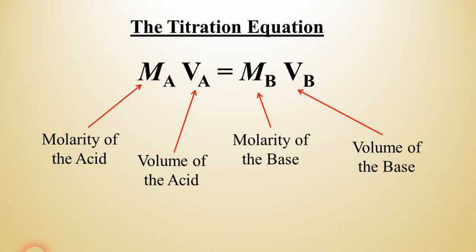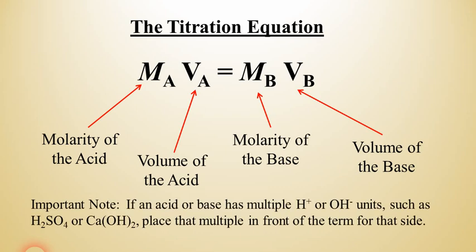Now, this is generally the format for the titration equation, but it can be altered somewhat, because if you have an acid or a base that has multiple hydrogens in it, or hydroxide units, like for example, sulfuric acid has 2 hydrogen units, or calcium hydroxide has 2 hydroxide units, you'd have to place that multiple in front of the term for that side. And we'll actually see an example of that in a few minutes.